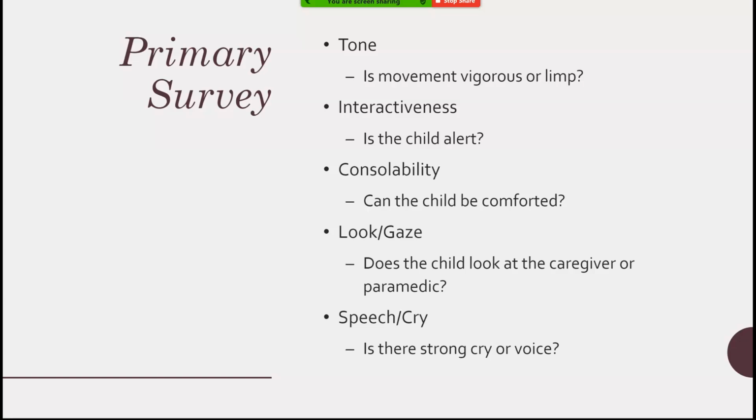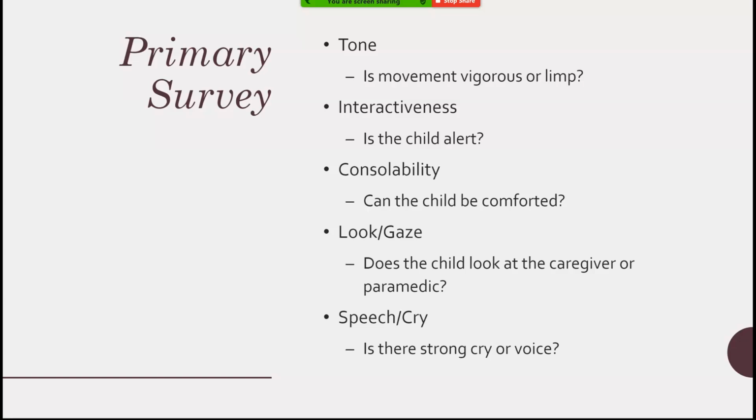This is especially for the younger children. Does a child have good movement, right? Are they kicking and crying and acting age appropriate, or are they kind of limp and lethargic, okay? One of those is good and one of those is bad.